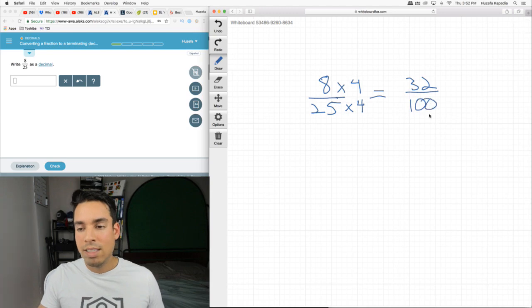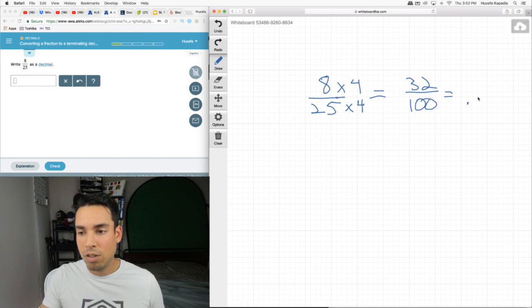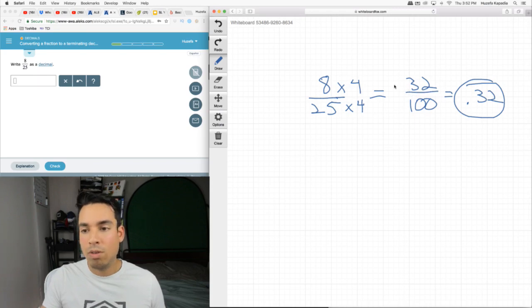The reason why this is nice is because now this is 32 over 100. That's just represented as 32 hundredths, or 0.32. Dividing by 100, we can think about it as moving the decimal twice to the left, which this is. Or we just know that 32 over 100 is 0.32. The other way, again, is we could do division.